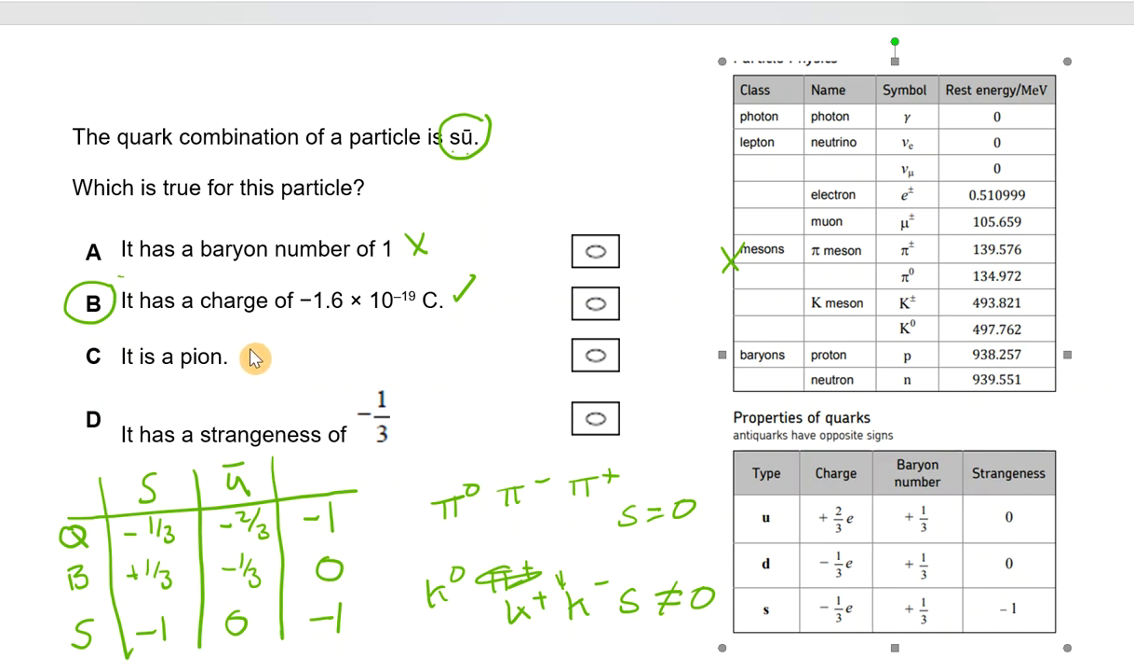So is it a pion? No, it's not a pion because it has a strangeness that isn't 0. It has a strangeness of -1/3. Well, you can't have strangenesses that are a fraction, and anyway, we know it's got a strangeness of -1, so that's why D is incorrect. So there's your answer, B.